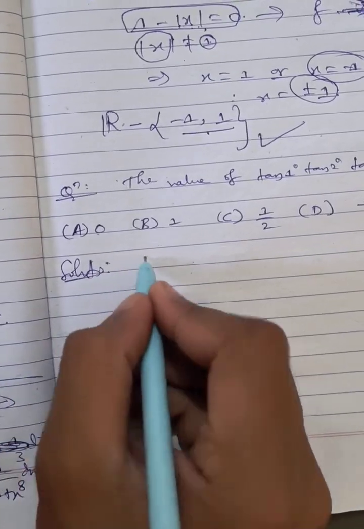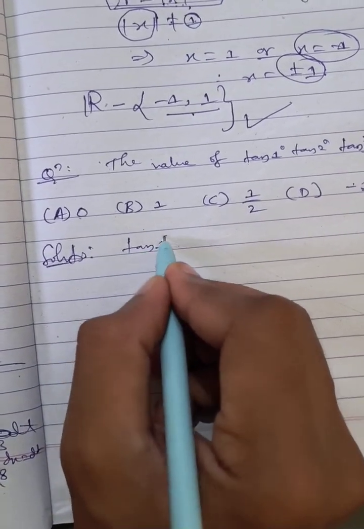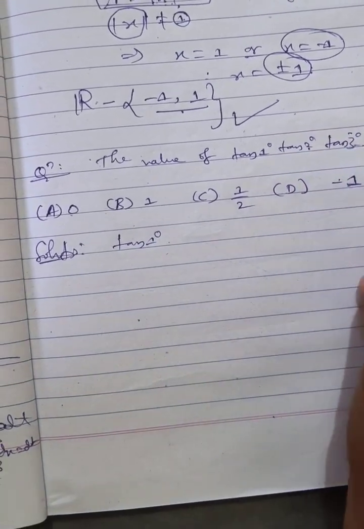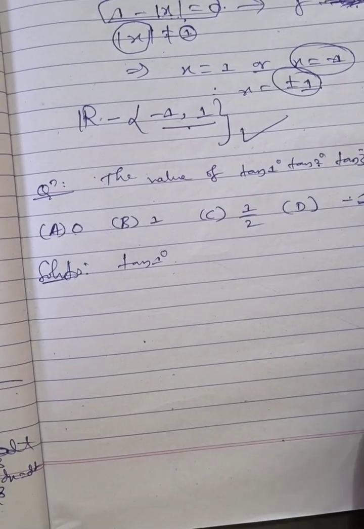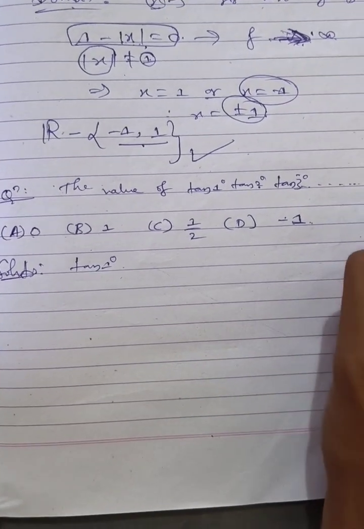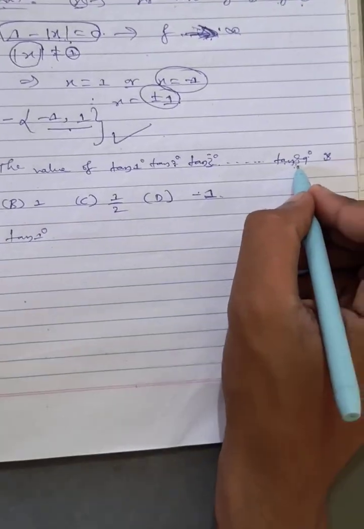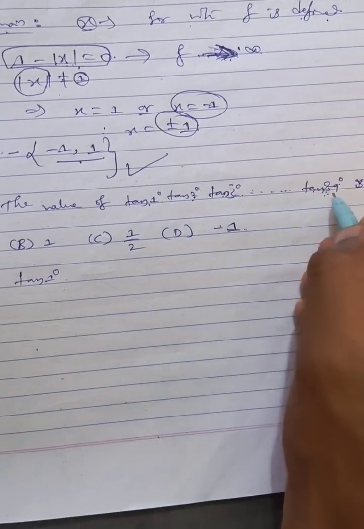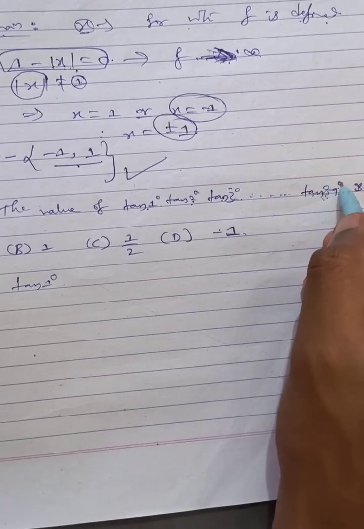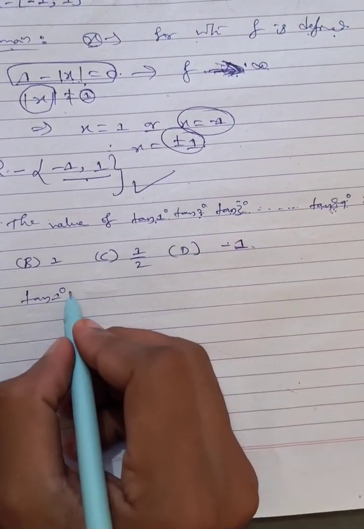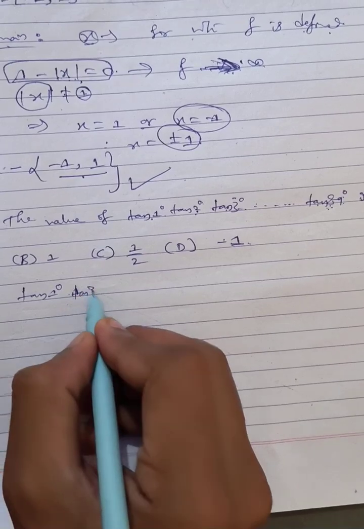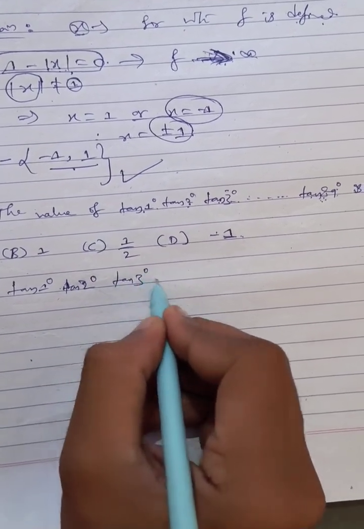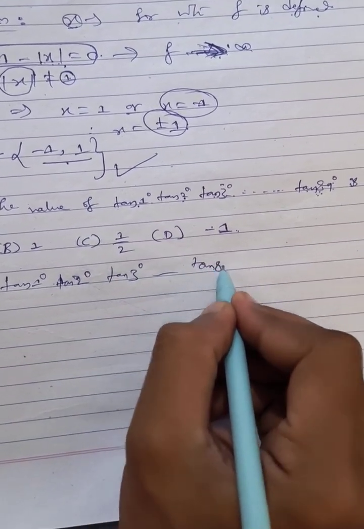So see this question. We have tan 1 degree, tan 2 degree into tan 3 degree up to tan 89 degree. So we have to evaluate the value of this multiplication. Tan 1 degree multiplied by tan 2 degree multiplied by tan 3 degree up to so on tan 89 degree.